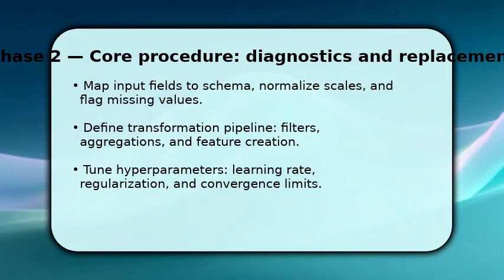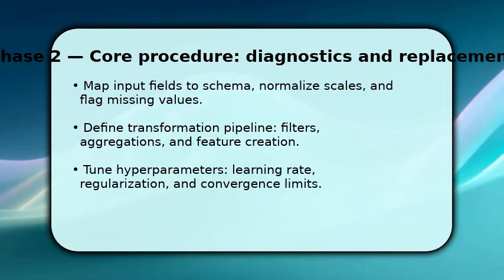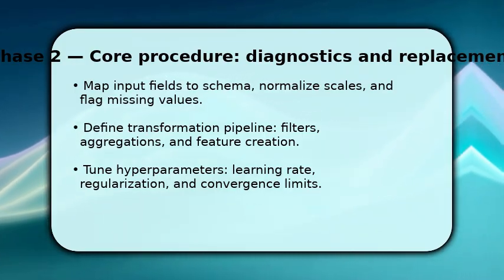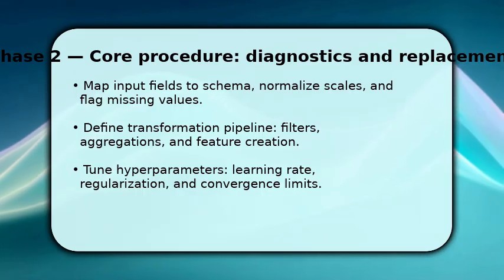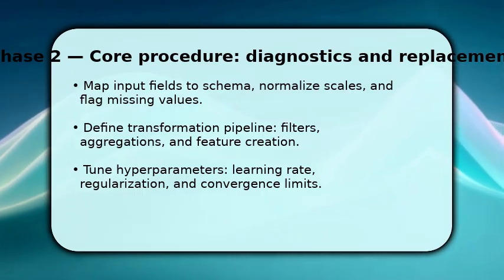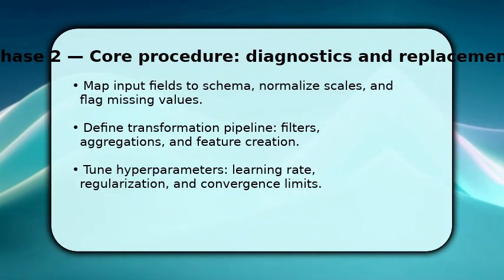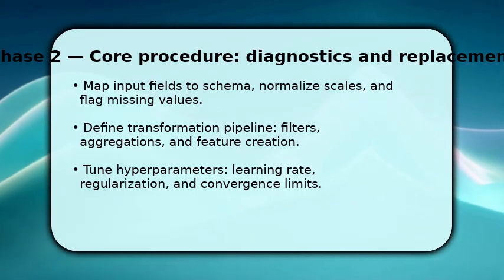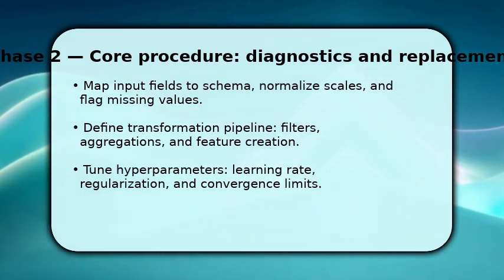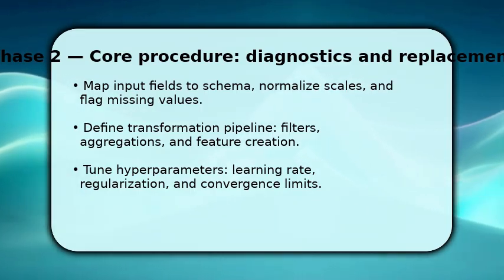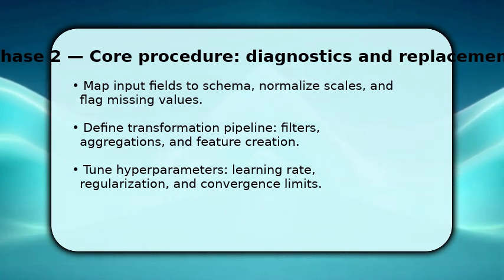Once the engine is live, you configure the processing pipeline so outputs are reliable. Map each input field to the schema and normalize scales. This prevents skew and ensures comparisons are valid. Then define a transformation chain, filters, aggregations, and feature creation, because the engine needs structured signals to detect patterns. After that, tune hyperparameters like learning rate, regularization, and convergence limits. These control speed and stability. Make sure to run a small validation pass so you can inspect interim results before full runs.